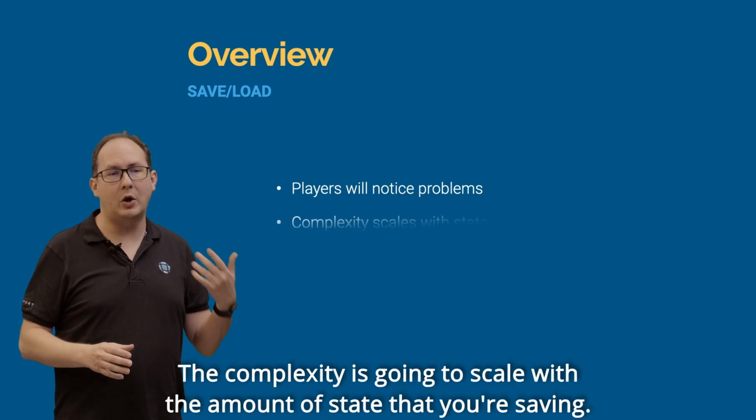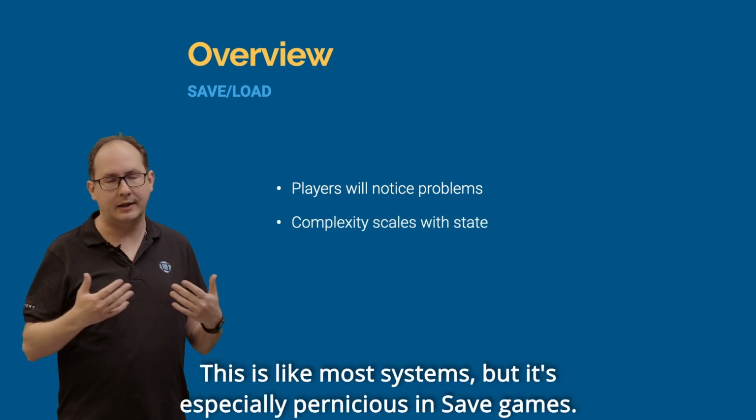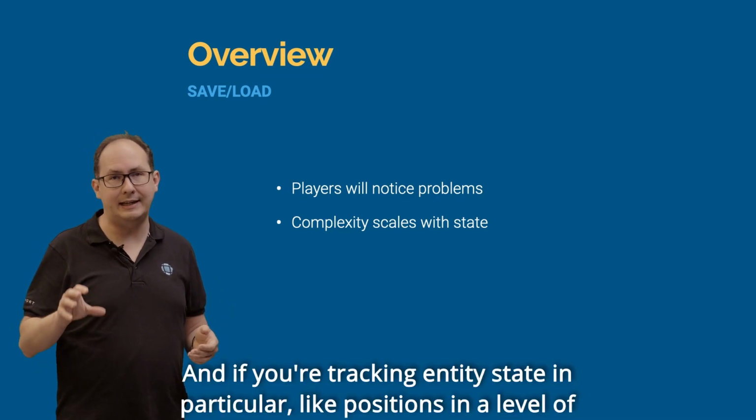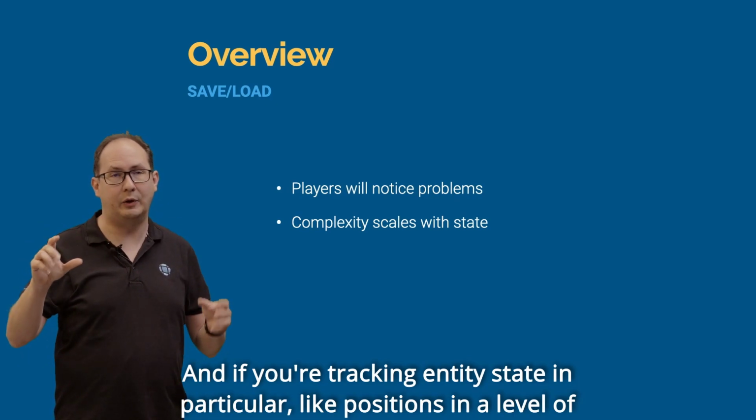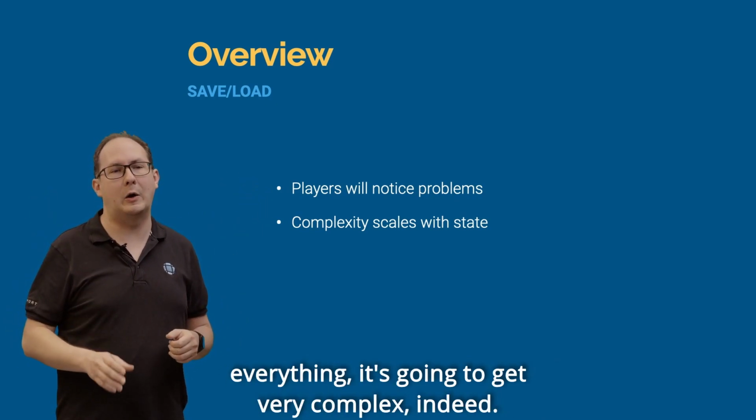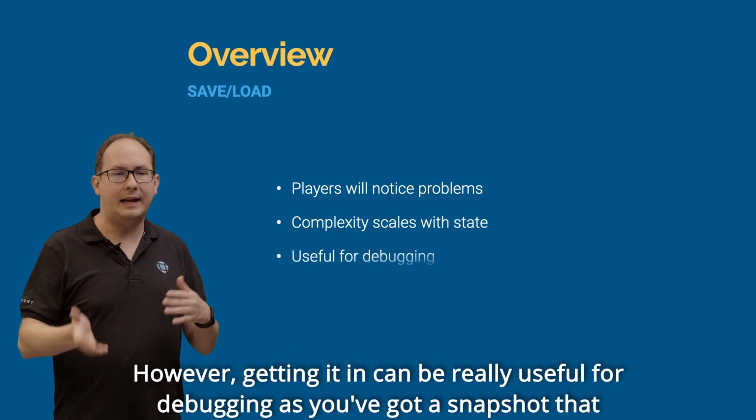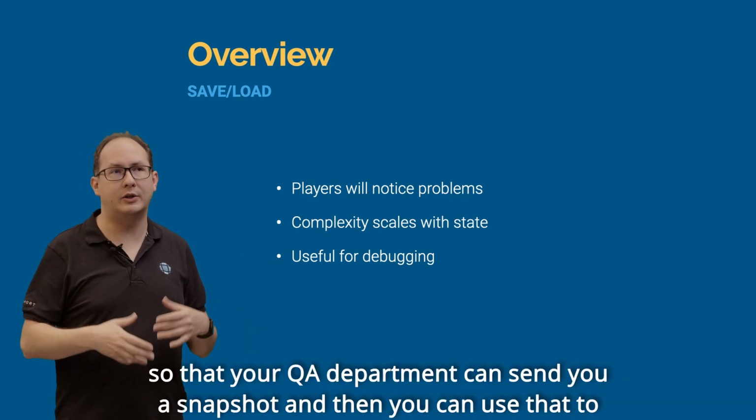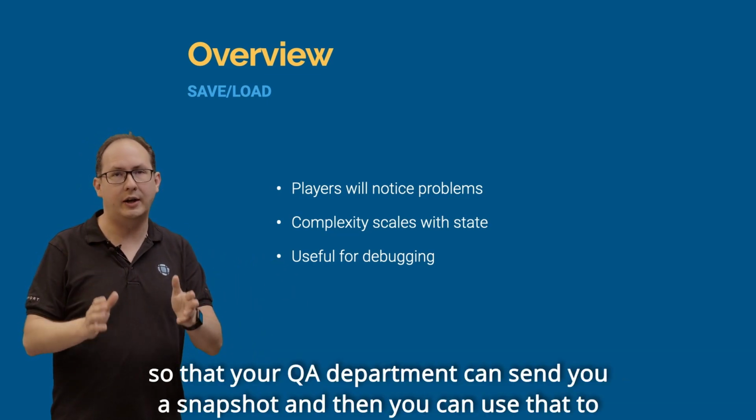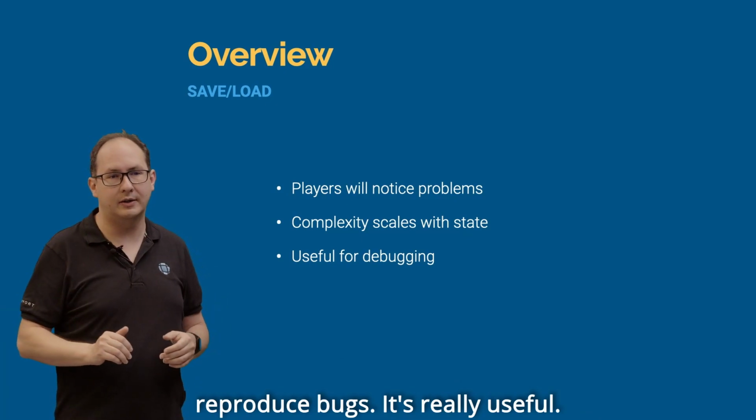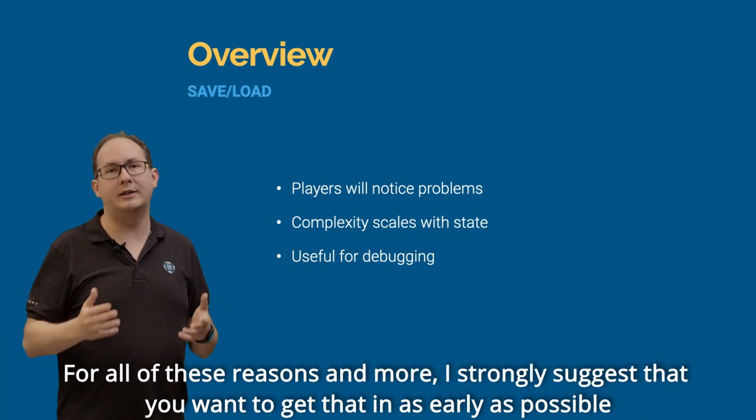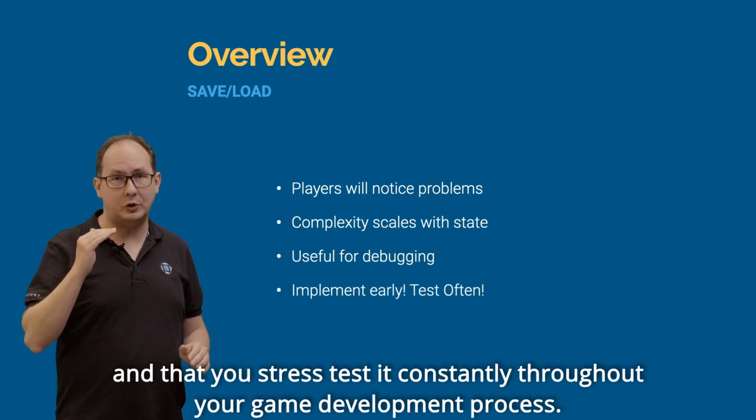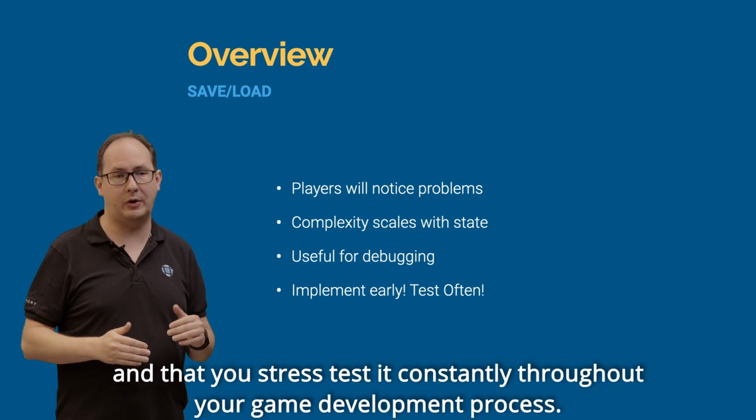The complexity is going to scale with the amount of state that you're saving. This is like most systems, but it's especially pernicious in save games. And if you're tracking entity state in particular, like positions in a level of everything, it's going to get very complex indeed. However, getting it in can be really useful for debugging, as you've got a snapshot that your QA department can send you, and then you can use that to reproduce bugs. It's really useful. For all of these reasons and more, I strongly suggest that you get that in as early as possible, and that you stress test it constantly throughout your game development process.